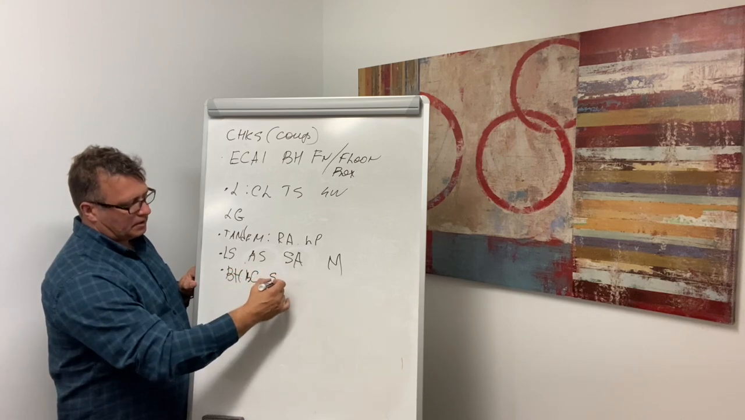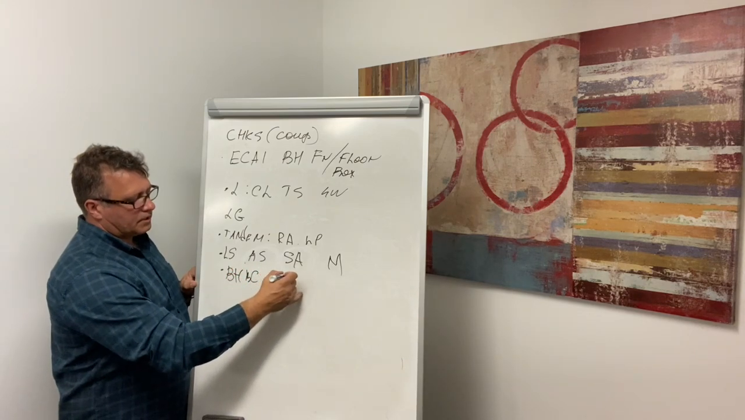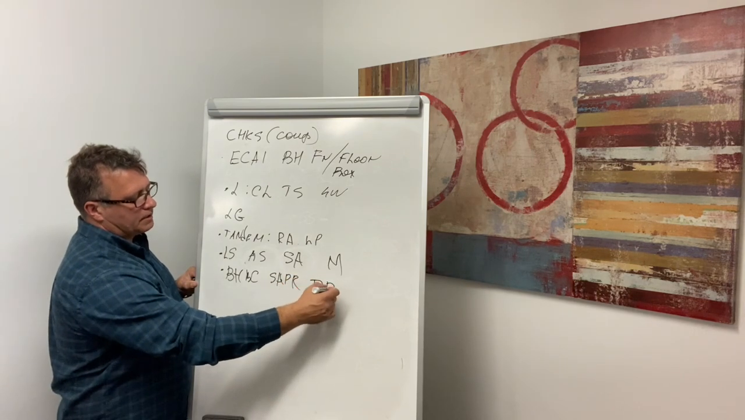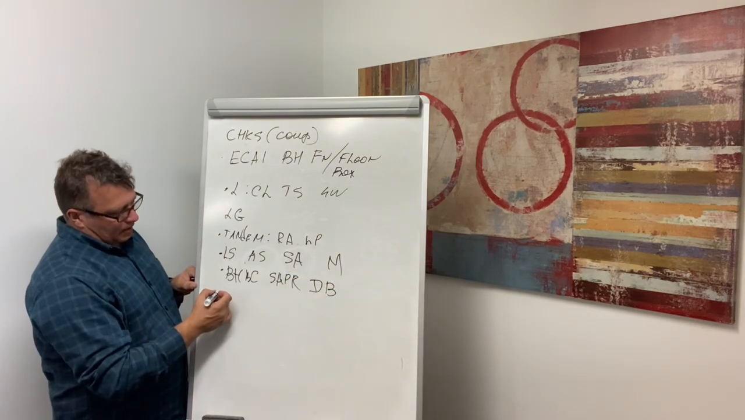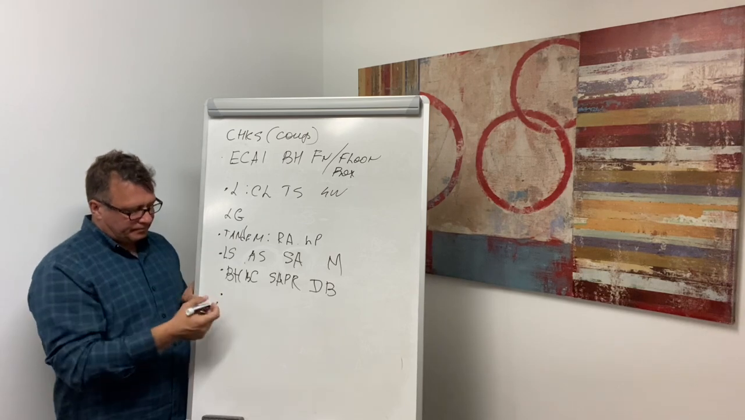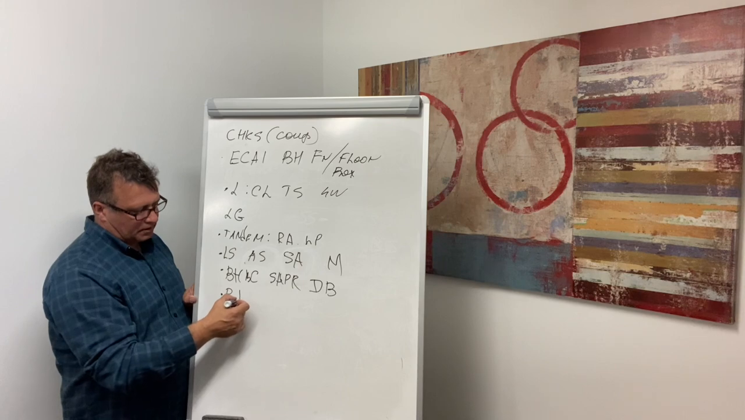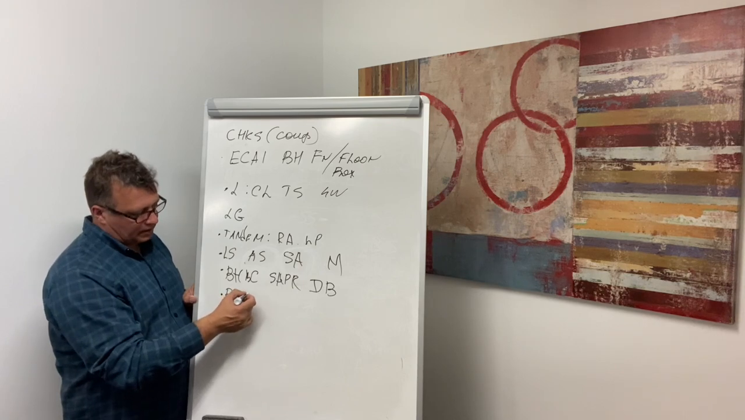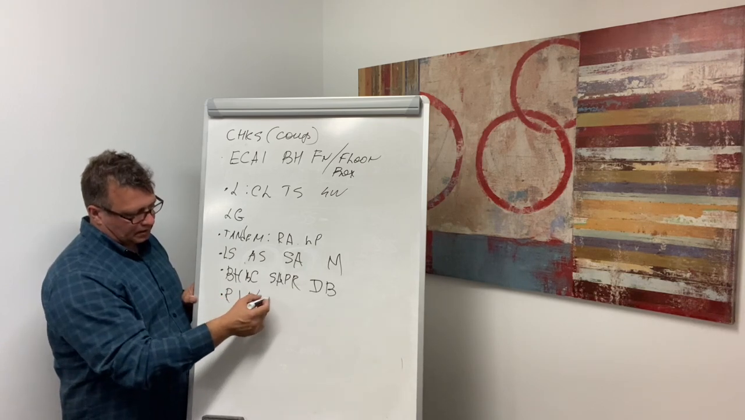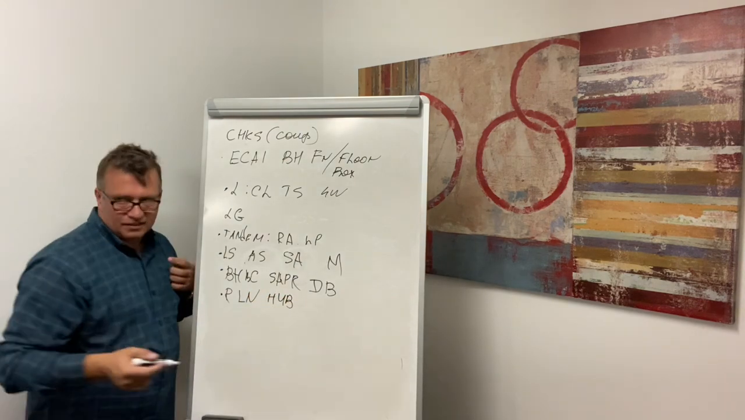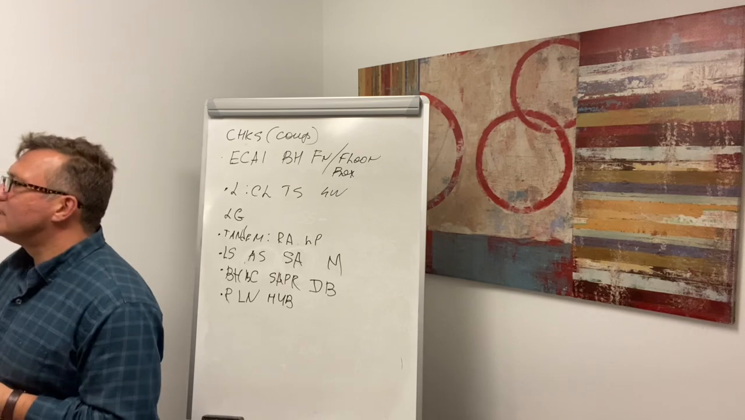What else? Slack adjusters and push rods and drum brakes. And wheels, right? Rims. Lug nuts. What else? Hub wheels. Is it hub or is it axle? Hub. What do you think?